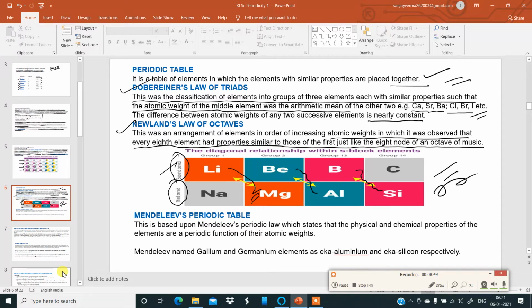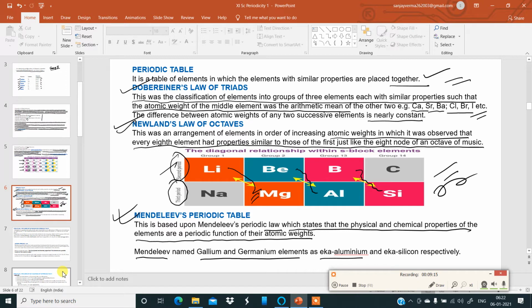Now, after Dobereiner came Newland, then there was Mendeleev. This Mendeleev classification is based on Mendeleev's periodic law. It states that the physical and chemical properties of the elements are a periodic function of their atomic weights. Mendeleev named gallium and germanium elements as eka-aluminum and eka-silicon respectively. So that is a contribution by Mendeleev.